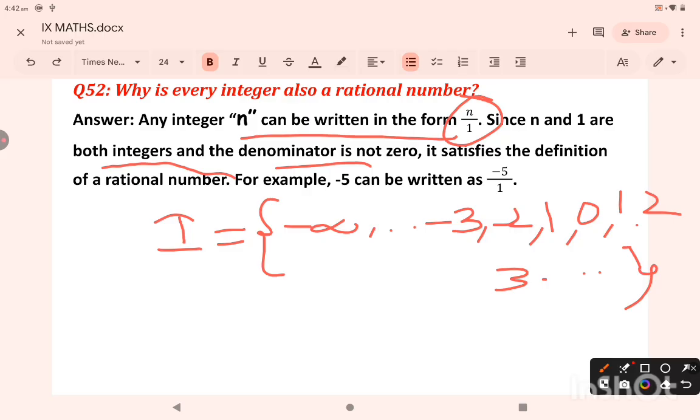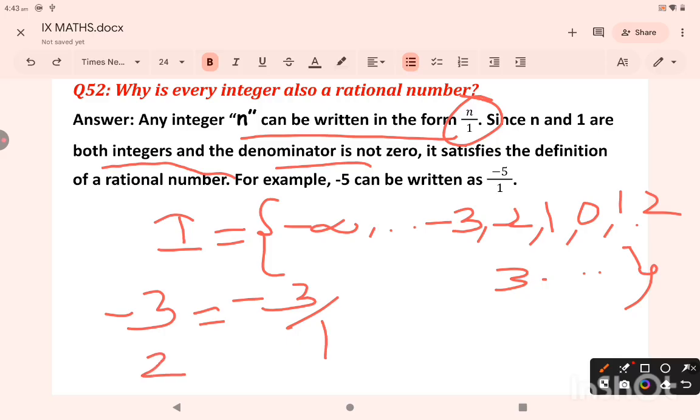For example, minus 3 is an integer. Here this can be written in the form of minus 3 by 1. Here we take the denominator 1. So minus 3 is equal to minus 3 by 1. And minus 3 can be written in the form of minus 3 by 1, that is in the form of p by q.